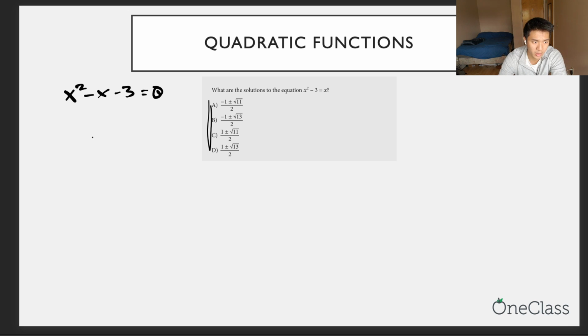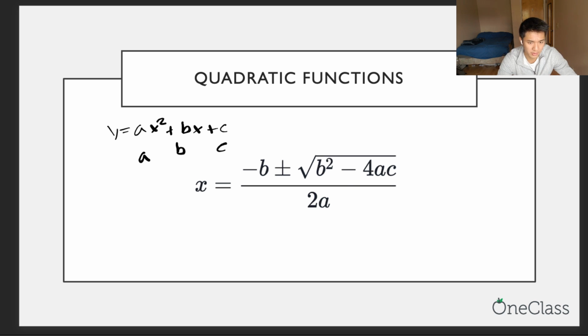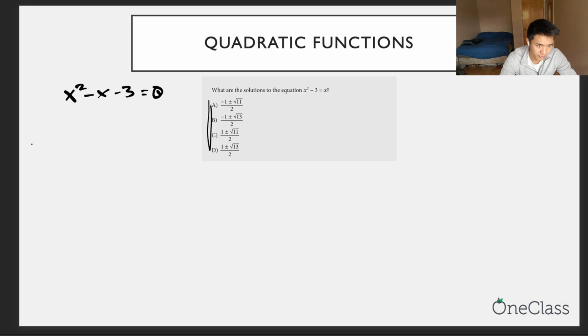So remembering what we have as the quadratic equation, x equals negative b plus or minus the square root of b squared minus 4ac, divided by 2a. We want to identify what the coefficients are that we're dealing with here. So a is equal to 1, b is equal to -1, and c is equal to -3. And we just plug that in.